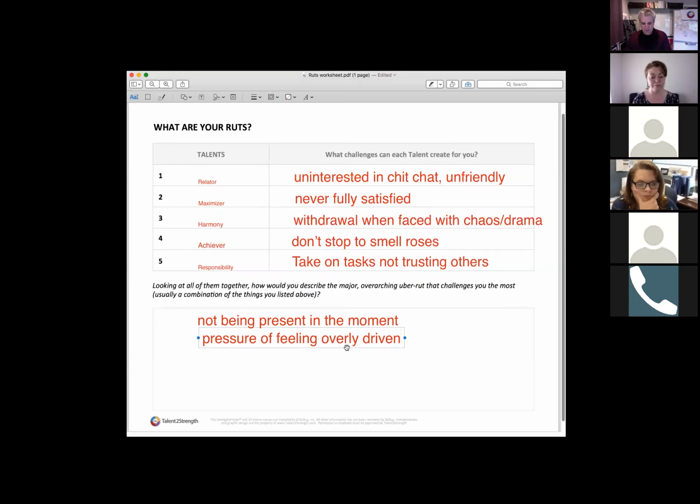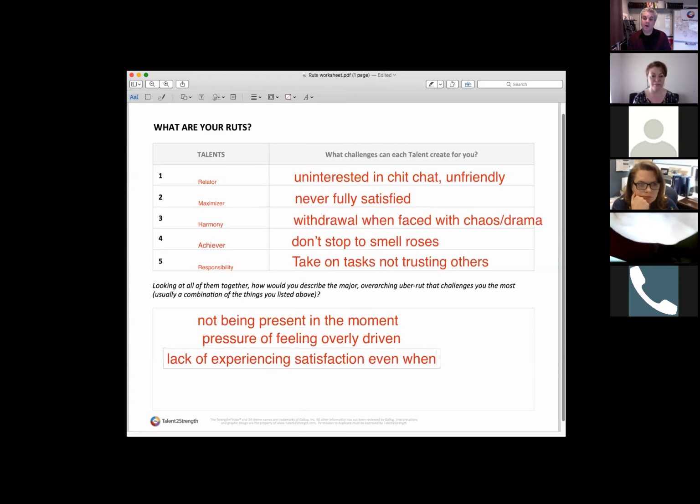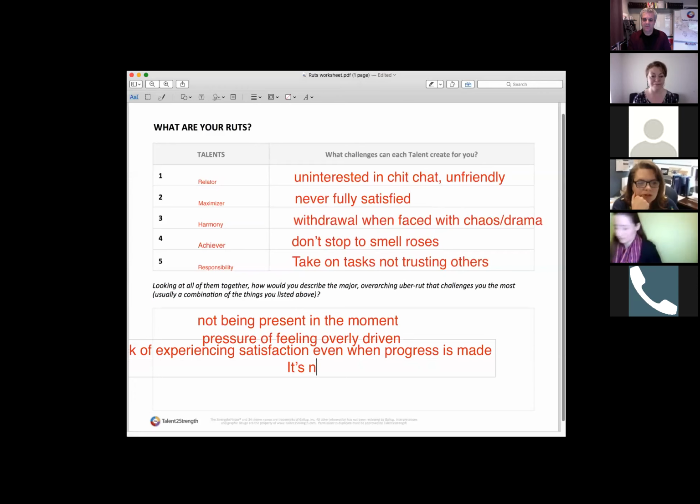I also hear a lack of satisfaction in the progress made. Even when progress is made, it's never enough.